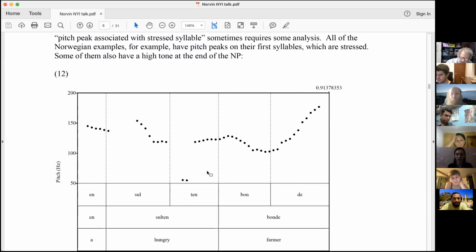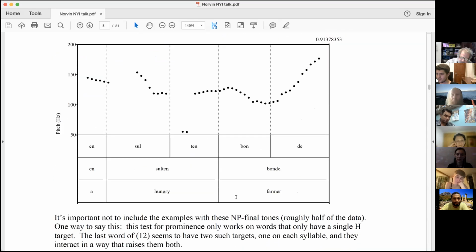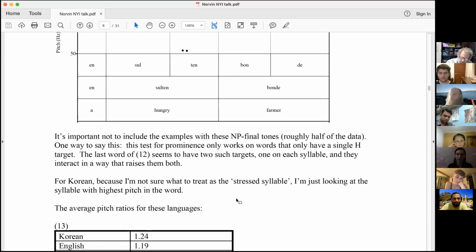So here's a hungry farmer. You can see you've got high on hungry, lower at the beginning of farmer, but then farmer goes way up into the stratosphere at the end here. It goes really high. I had to throw those data out. So it's important not to include examples where words seem to have multiple pitch targets in them. This strategy that I'm showing you only works if there's only one high pitch in each word.